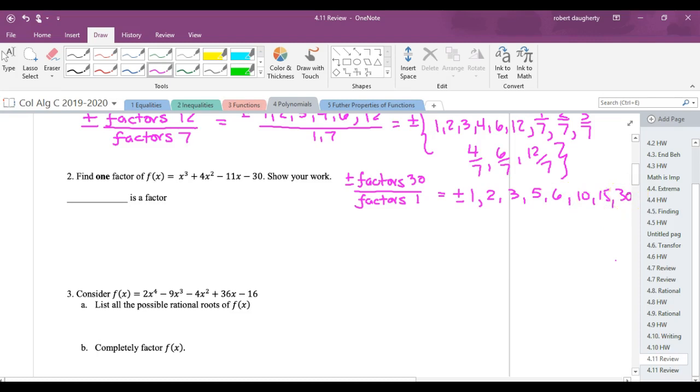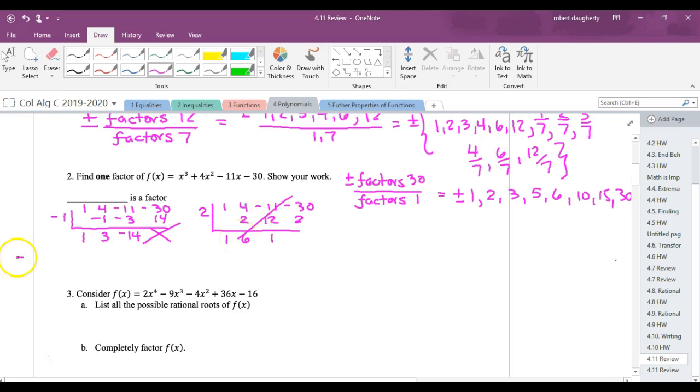So let's just start. I know 1 is not going to work. Let's try -1. So 1, 4, -11, -30. Okay, this one does not work. So 1 and -1 are out. Let's go to 2 and -2. So let's try 2. That's 2 and 4, that's 6. 12 minus 1, that's 1. 2, that does not work.